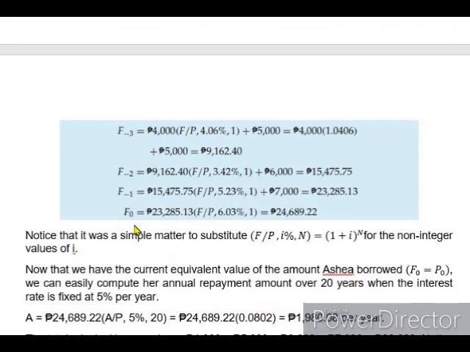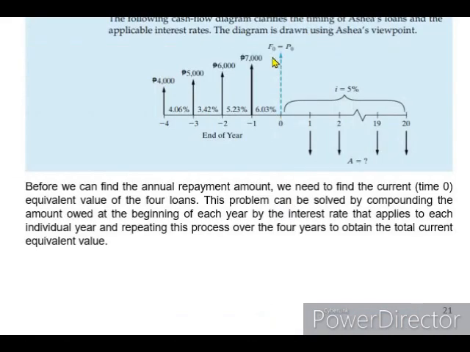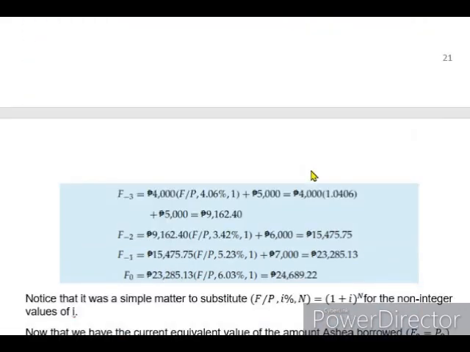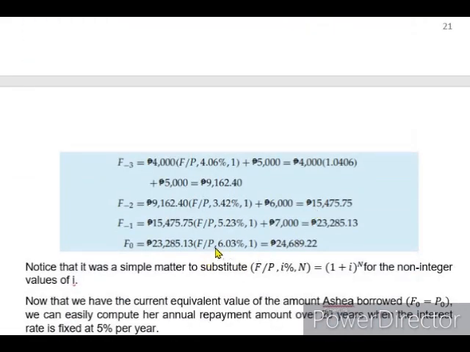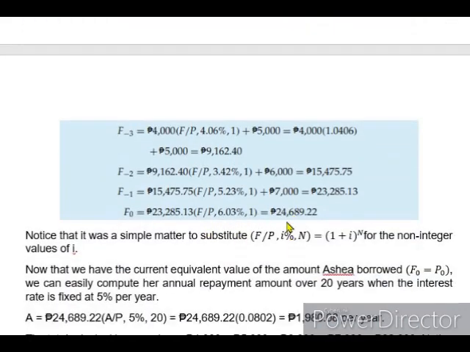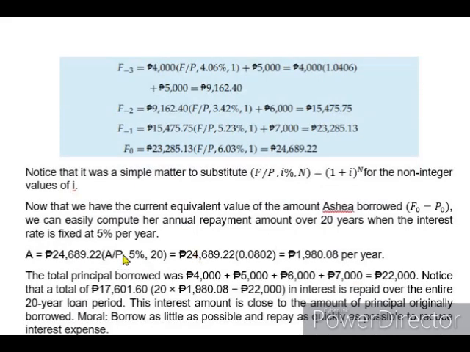Okay? Ngayon, hanggang dito kay F sub 0 guys. Ayan, wala ka nang ipa-plus niya kay F sub 0 kasi wala namang ni-loan kay F sub 0. Okay? So, gamitan mo siya ng formula na to. So, total niya ay 24,689.22 pesos. Okay? So, notice that it was a simple matter to substitute. Substitute lang dito sa formula na to. Okay? So, equal siya for the non-integer values of I.